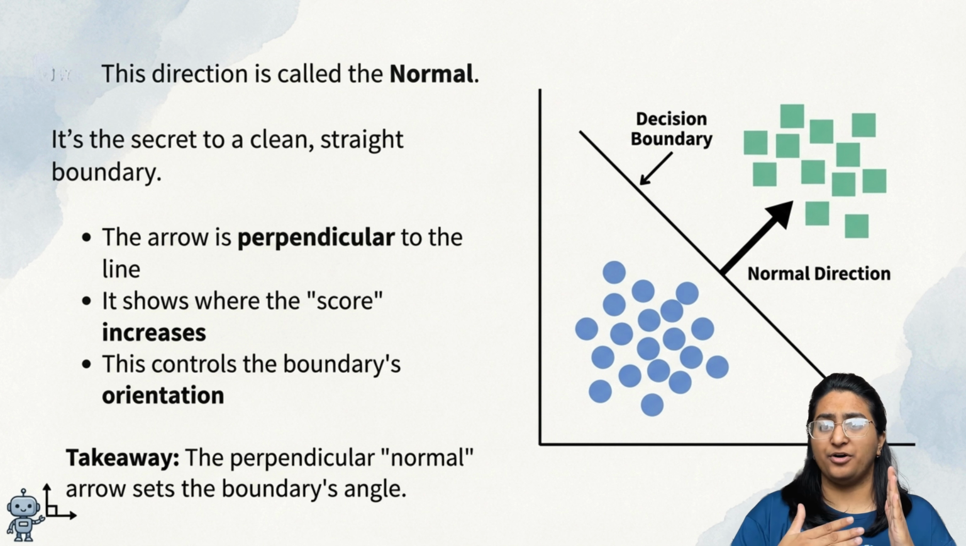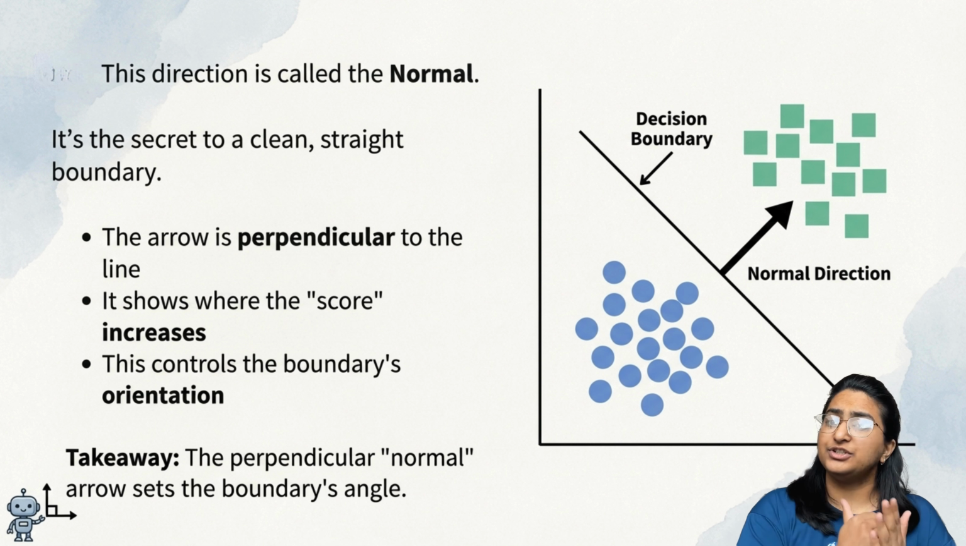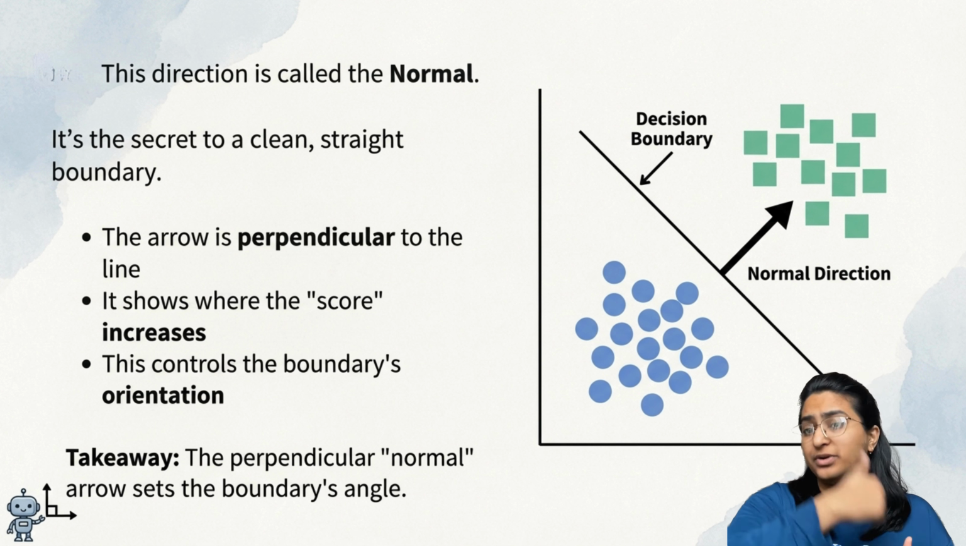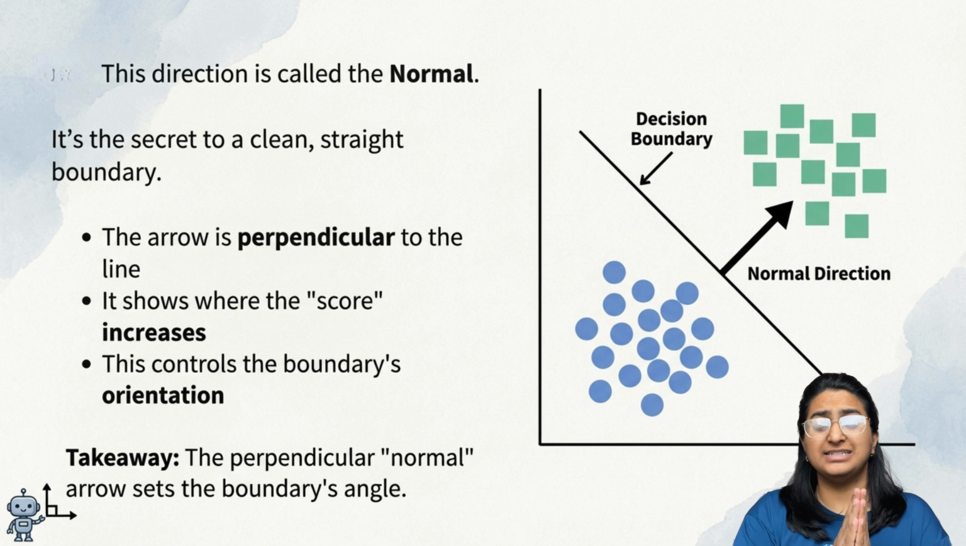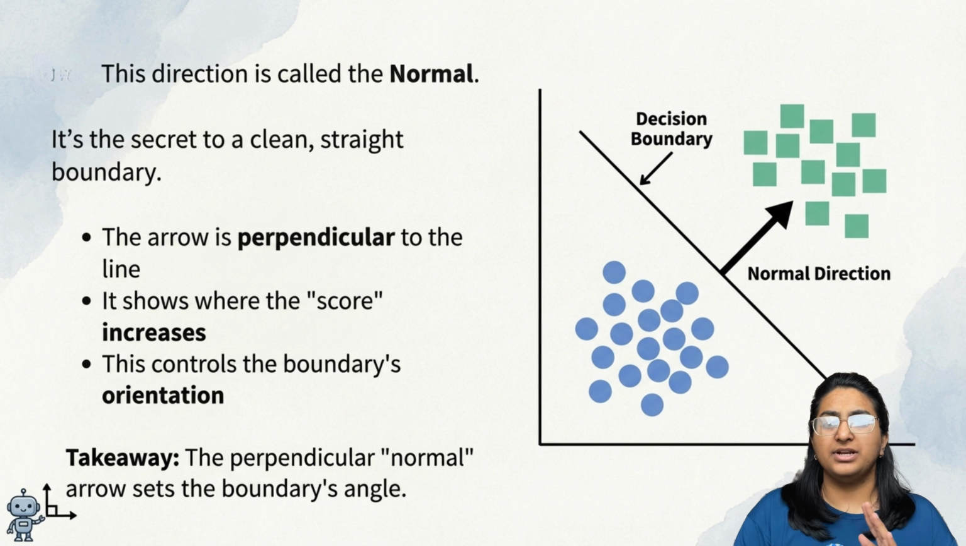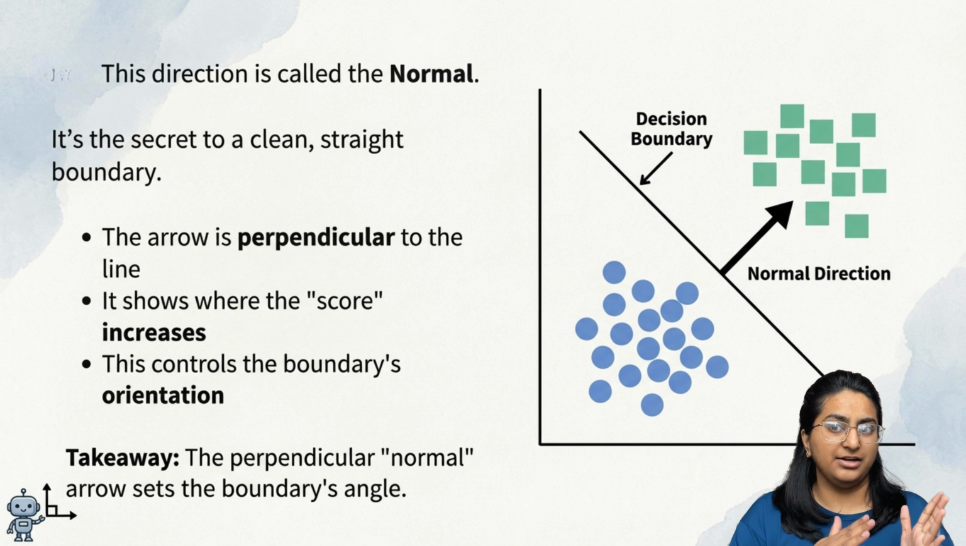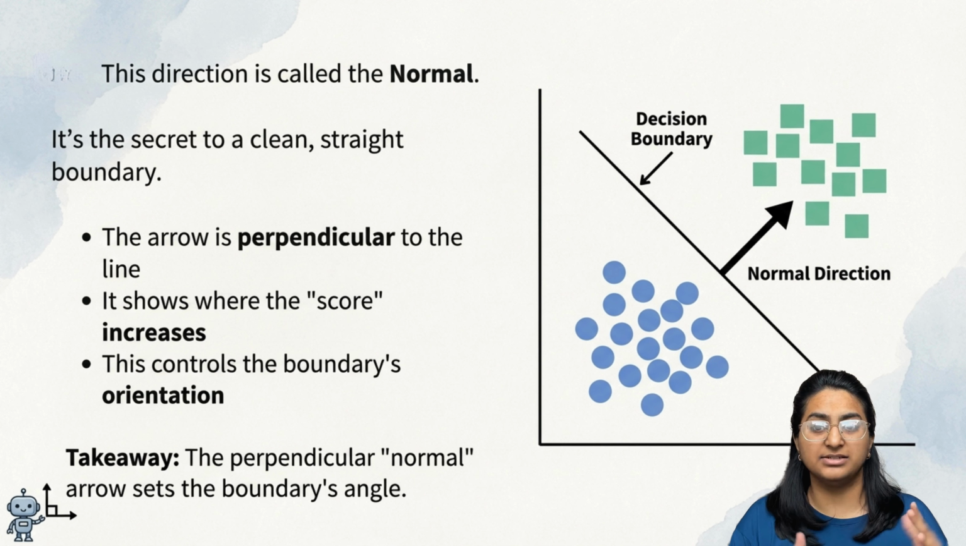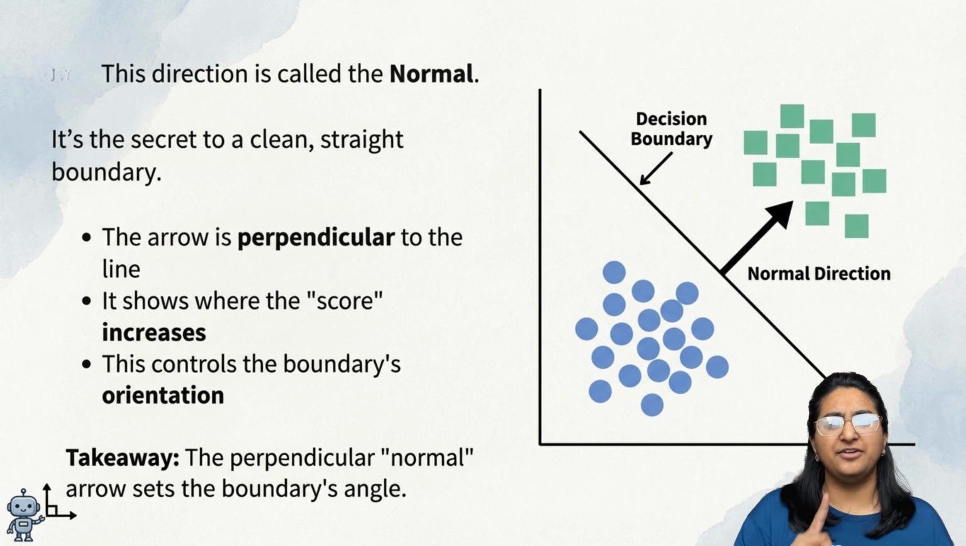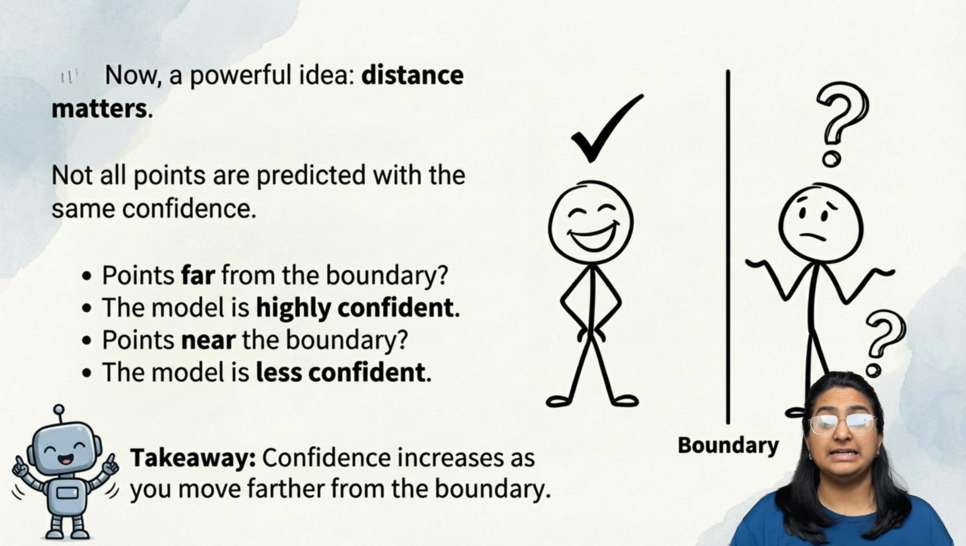Why is this so important? Because it tells which way the model score increases, how the model is tilted. So a clean boundary is controlled by a clean normal direction. Quick check. Is the normal parallel to the line or perpendicular? The answer is perpendicular.